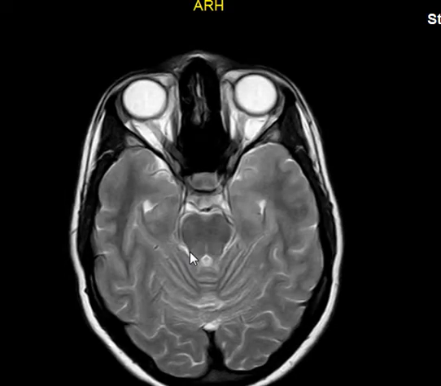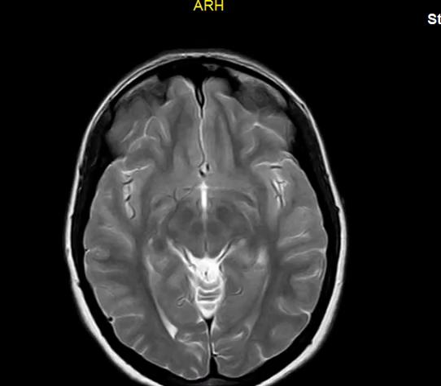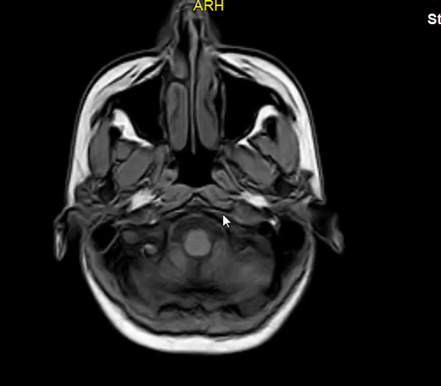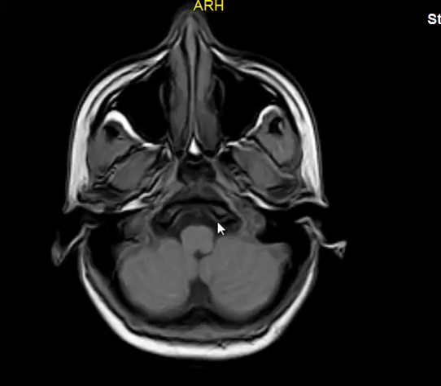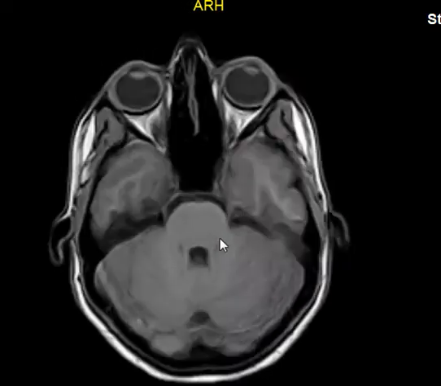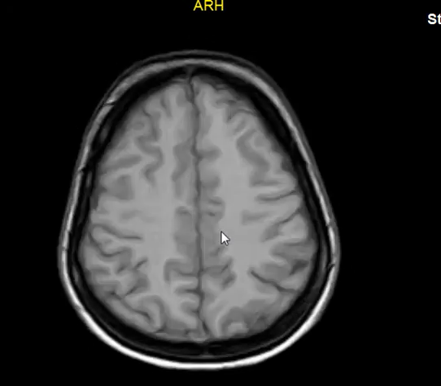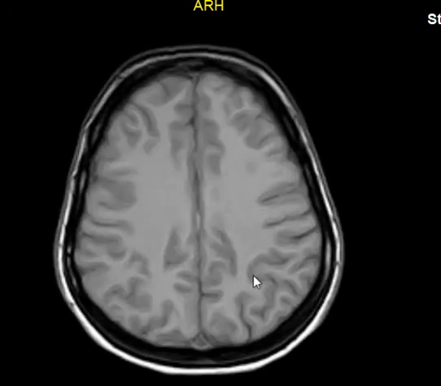Now let's take a very quick look at the bone anatomy, what we can see by MRI. MRI is a very bad modality to see the bones. Bones are much better seen using CT scan. However, what we can see is the following.